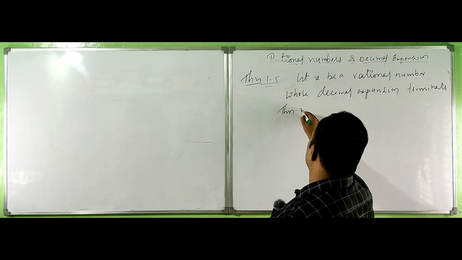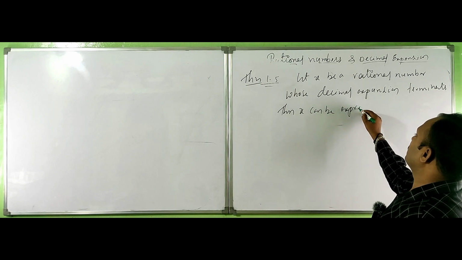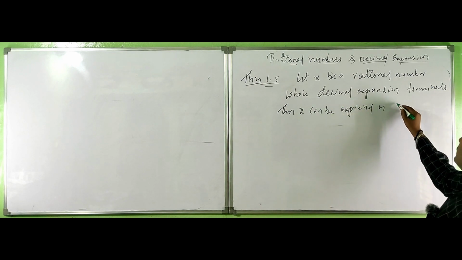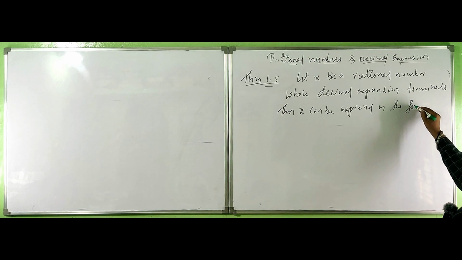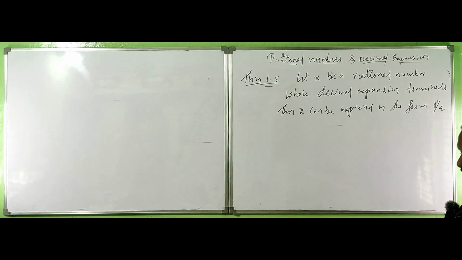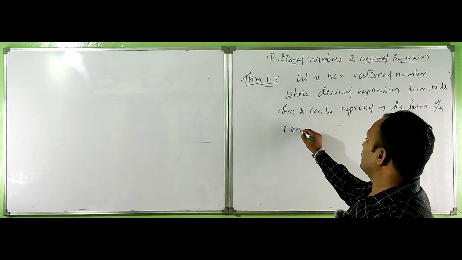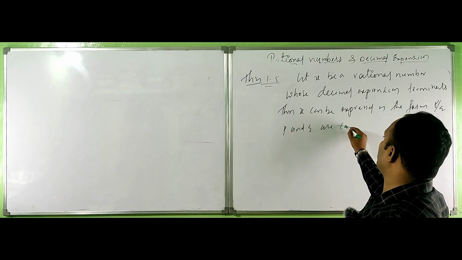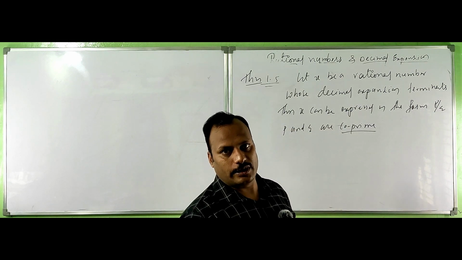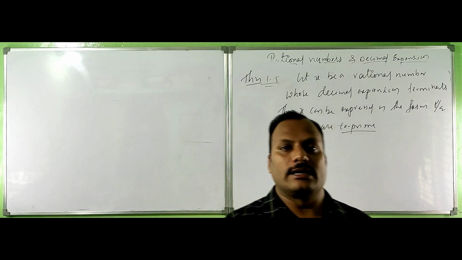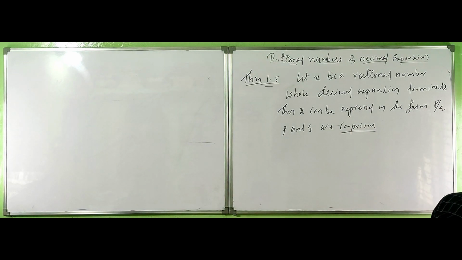in the form of p by q, where p and q are co-prime. Very important, where p and q are co-prime. Co-prime means having only one common factor, like 2 by 3, 2 by 5, 7 by 5, 7 by 11, 11 by 19, like that. They should be co-prime.